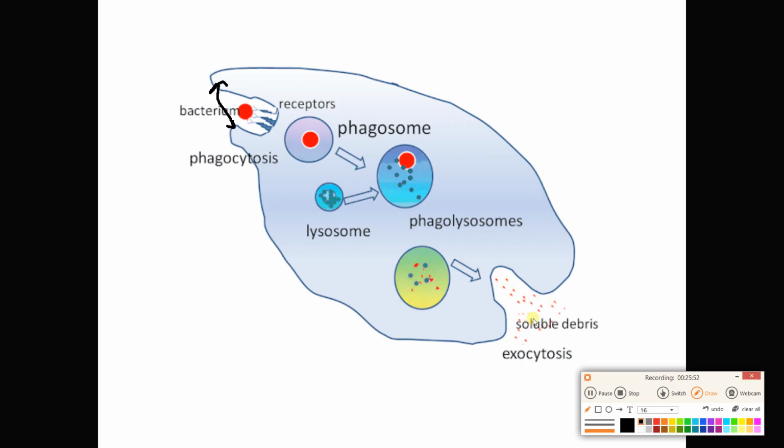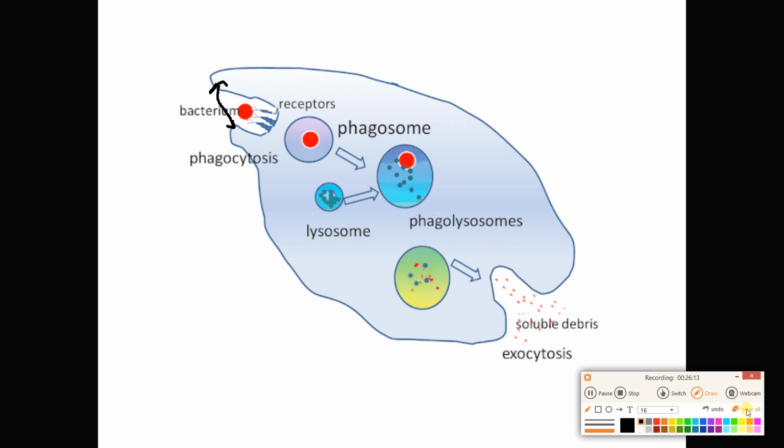It releases the pieces, the leftover molecular bits of that destroyed bacterium. So that is some endocytosis on one end and some exocytosis on the other end. And with that, we're done with our active transport.